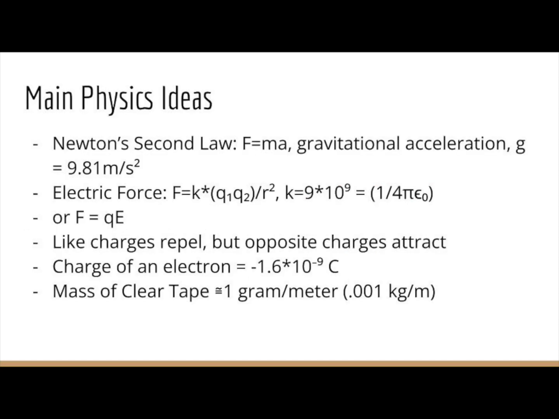So the main physics ideas we're working with, again, Newton's second law, F equals ma, gravitational acceleration is little g, 9.81 meters per second squared. Our electric force is Coulomb's law, so F equals kqq over r squared, where k is 1 over 4 pi epsilon naught. And we also have the electric force is equal to the charge times the electric field. And we still have the mass of the clear tape and the charge of an electron.